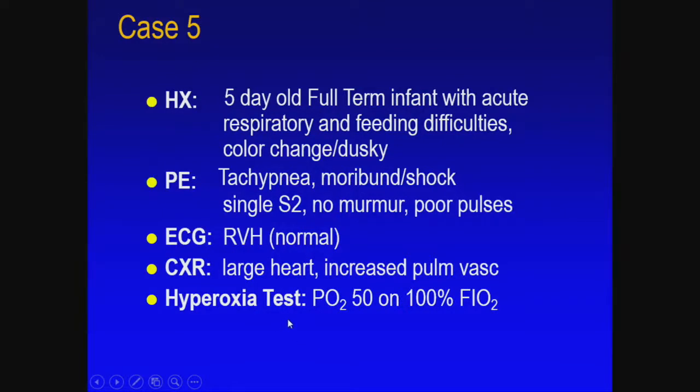Okay. So fifth case is of a five-day-old full-term infant with acute respiratory and feeding difficulties, color change. The child is looking dusky, 5-day-old. Tachypneic, shock, single S2, no murmur, poor pulse, RVH, large heart, increased pulmonary vascularity, failed hyperoxia. I talked to you earlier about this. If you hear single S2, think about transposition, but here you have a large heart, an increased pulmonary vascularity, and the patient is in shock. This is unlikely to be a transposition.